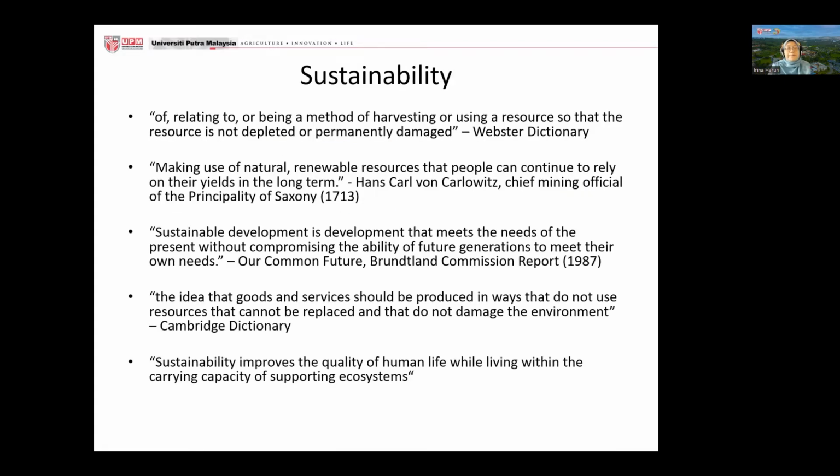Okay. Very quickly, we'll have a look at the definition of sustainability. There's so many different terms. And if you have a look at a lot of policy papers, and not only in Malaysia, but worldwide, a lot of people use this definition. It's the development that meets the needs of the present, without compromising the ability of future generations to meet their own needs. So that covers about everything.